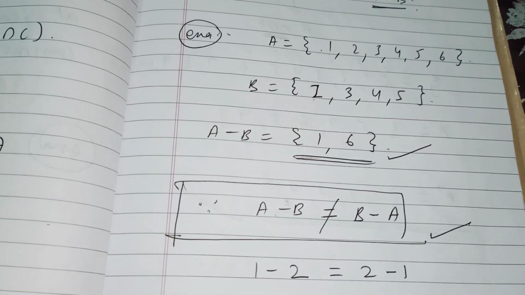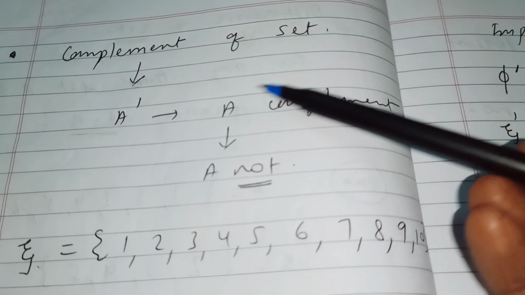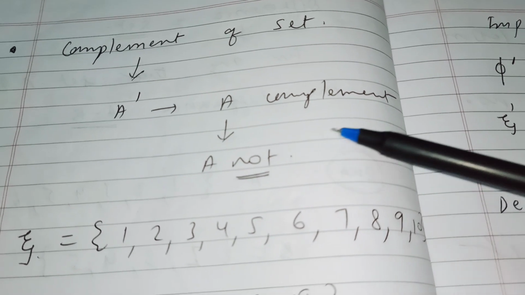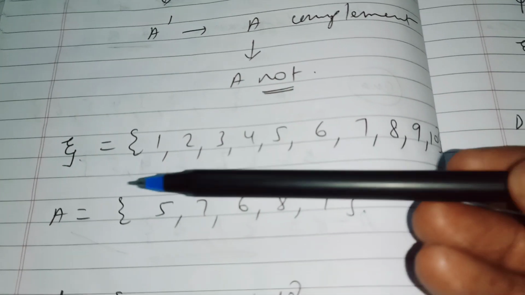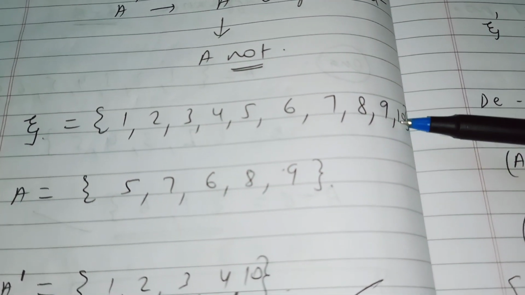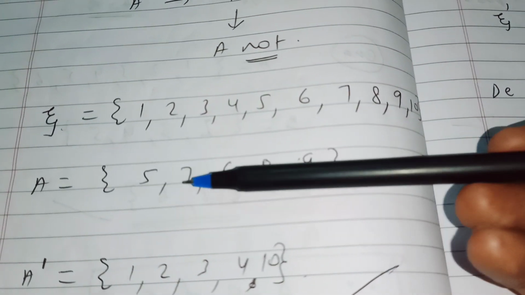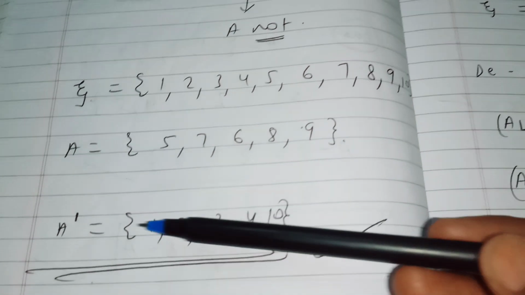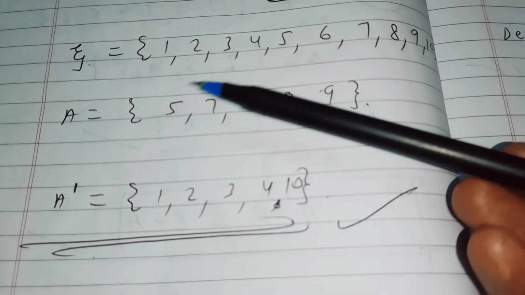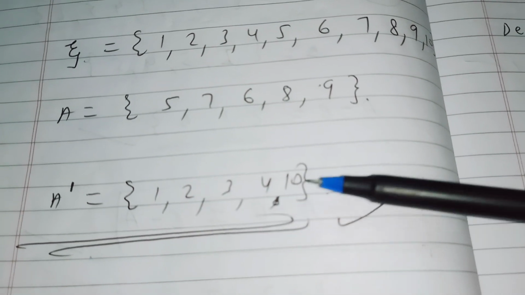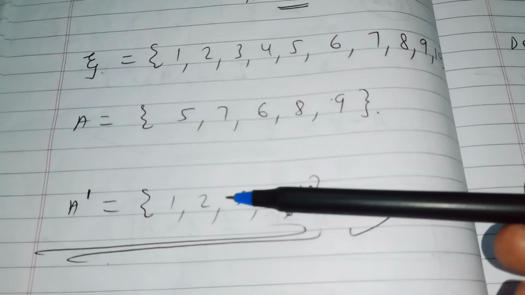Okay, now what is the complement of a set? A dash, we say A complement, or A naught. For example, the universal set is {1, 2, 3, 4, 5, 6, 7, 8, 9, 10} and A is {5, 6, 7, 8, 9}. A complement, or A naught, means the elements that are not in A. So it is {1, 2, 3, 4, 10}. That is called A complement.